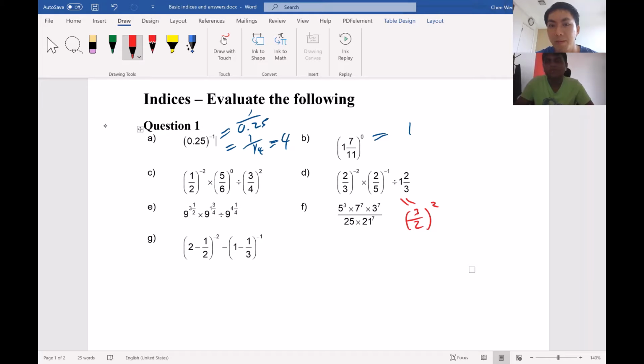Wait, but isn't it 1 over 2? Why 1 over 2 though? Wait, which question are we looking at? Part D. Oh, I was looking at C, sorry. We can look at C also. So C, how will you do it?